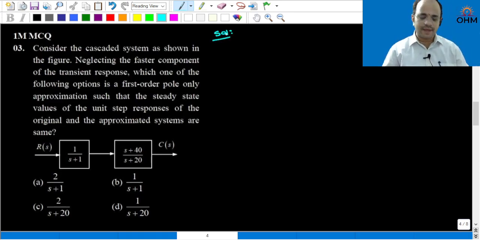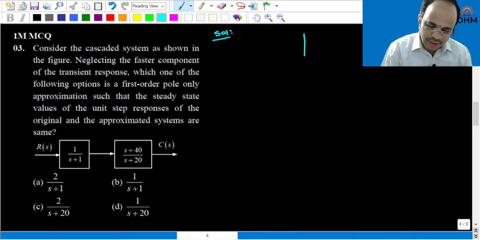This question is from time response analysis. Consider the cascaded system as shown in the figure, neglecting the faster component of the transient response. Which one of the following options is a first order pole only approximation such that the steady state values of the unit step responses of the original and the approximated systems are same? Out of these 4 options, one approximation will approximately match the step response of the given system.